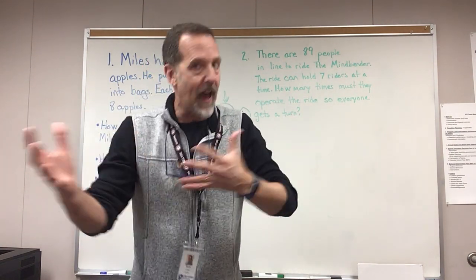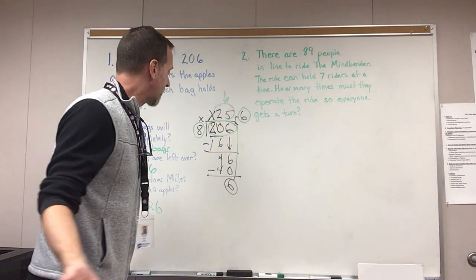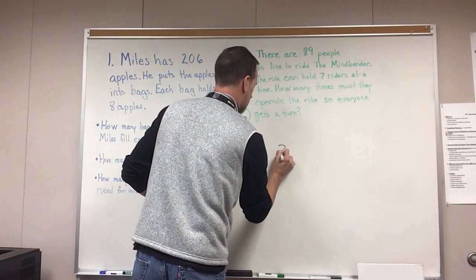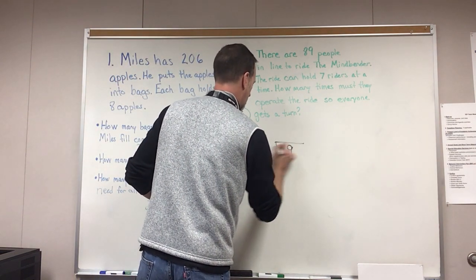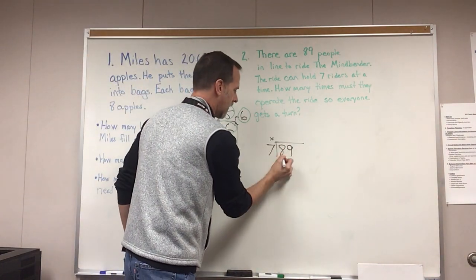What is that? What math thing? It's division, right? Okay. So we're going to have to do the math problem. 89 divided by 7. Let's start with the tens.